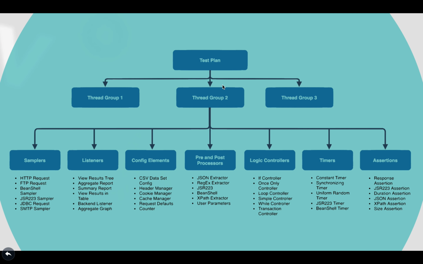Okay, and in turn the thread group will contain different components as shown in this picture. It will have some samplers or listeners, some config elements and all those things. So in this we will see the uses of all those components, what the sampler is used for, what the listeners are used for, and all those things. Okay, so let's start with samplers.